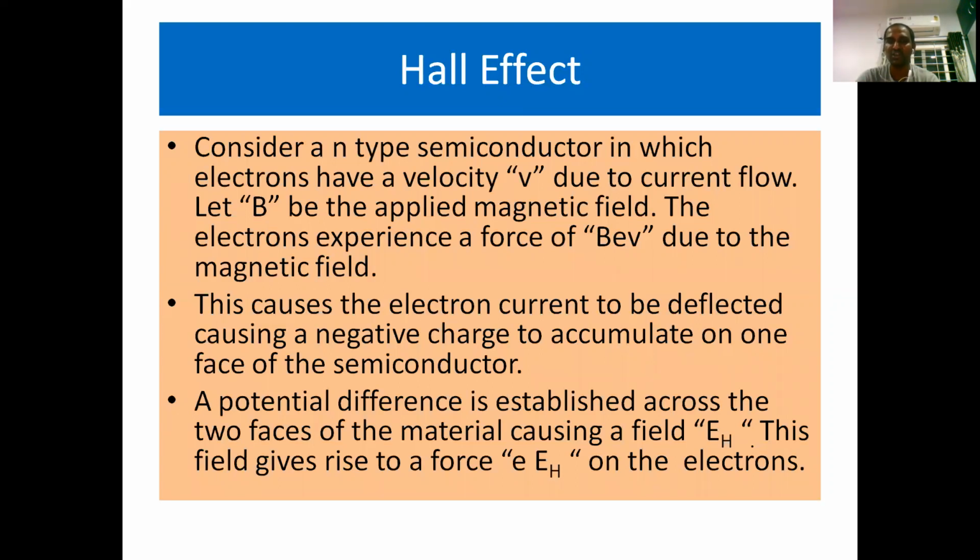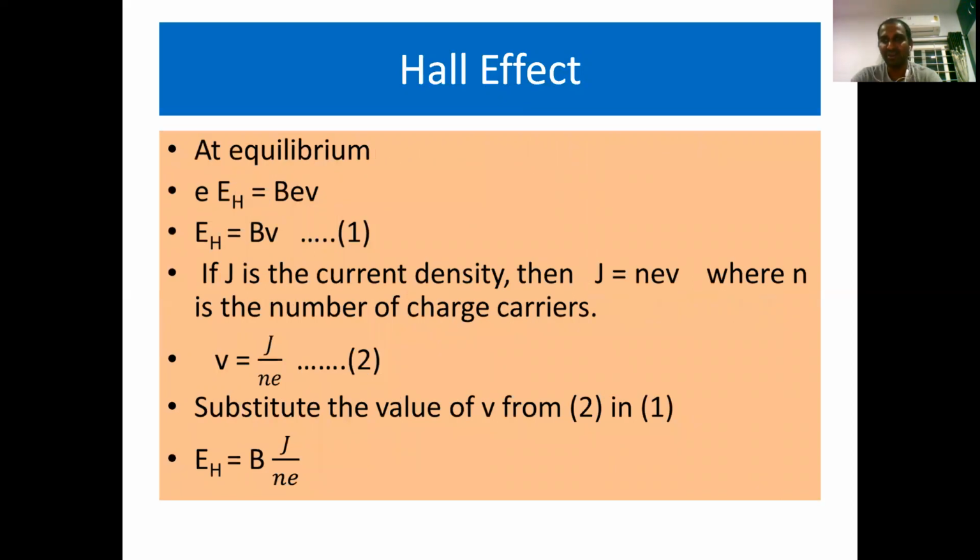This field gives rise to a force of e times EH on the electrons. At equilibrium, the forces experienced by the electrons under the electric and magnetic fields are equal. That's why e EH equals BeV. From this, we get the expression for Hall field, EH equals BV, known as equation number 1. If you consider the current density as J, then J equals nev, where n is the number of charge carriers.